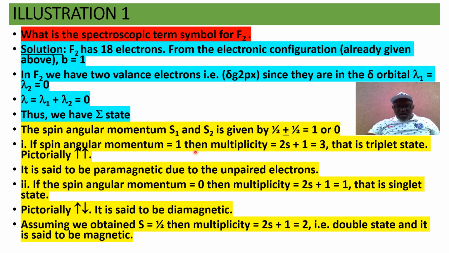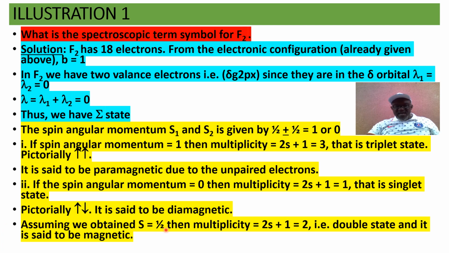If the spin is 1, the multiplicity is 2 times 1 plus 1, which is 3. That is triplet state, and it is said to be paramagnetic due to the unpaired electrons. If the spin angular momentum is 0, the multiplicity will be 2 times 0 plus 1, which is equal to 1, and we say it's singlet state. And we say it's diamagnetic.